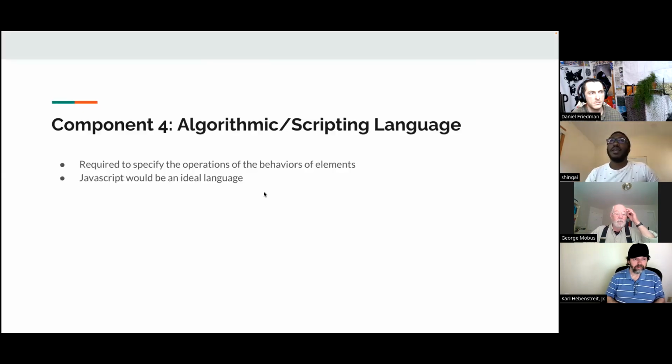Absolutely. Okay, and then the next component is that you would need an algorithmic or a scripting language in order to actually specify the operations or behaviors of the different elements. In the book, you mentioned JavaScript as a good candidate. That makes sense to me, although I'm curious if anyone would make a case for any alternatives to JavaScript.